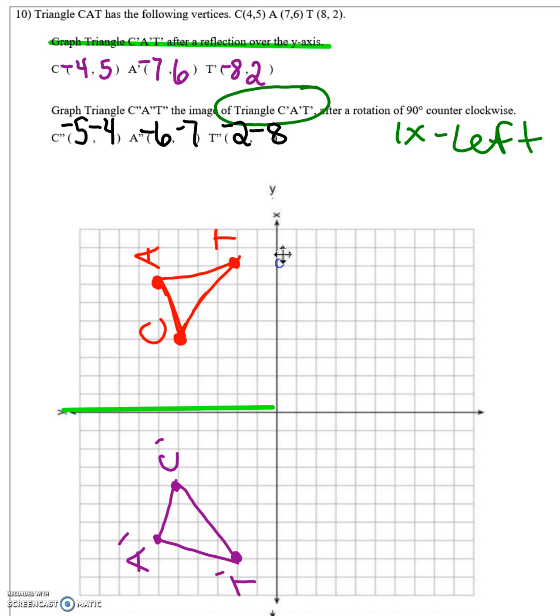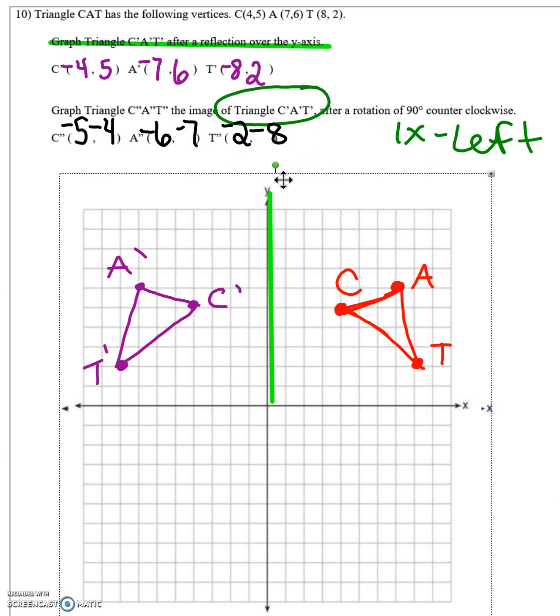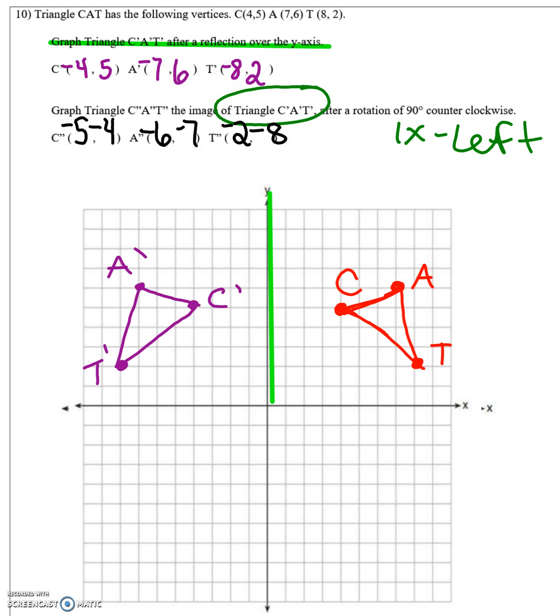And then from here, what you want to do is take your graph, turn it back. At this point, you would write these points in the correct spot and then graph it as is. So C double prime would be at -5, down 4. A double prime would be at (-6, -7). And then lastly, T would be -2, down 8. And then we're connecting it to form our triangle.